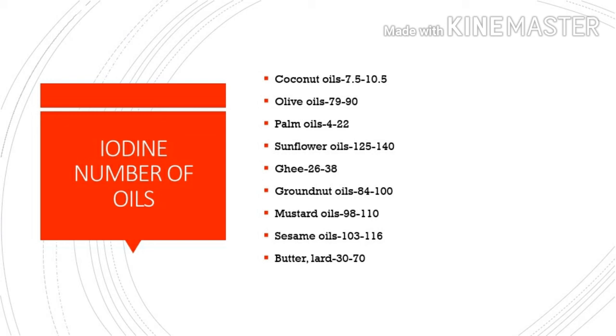Keep it in mind, the coconut oil iodine number is 7.5 to 10.5. Olive oil 79 to 90. Palm oil 4 to 22. Sunflower oil 125 to 140. Ghee 26 to 38. Groundnut oil 84 to 100.